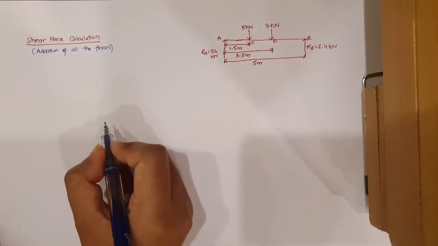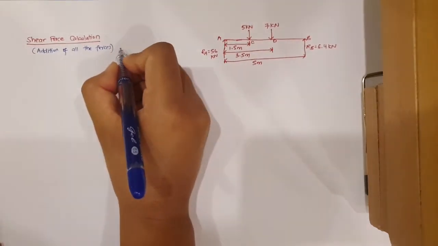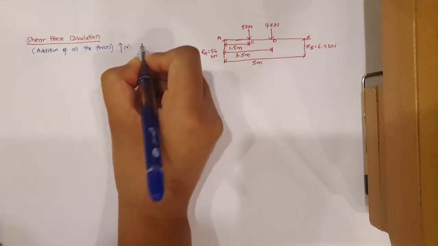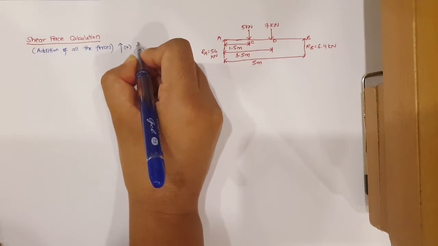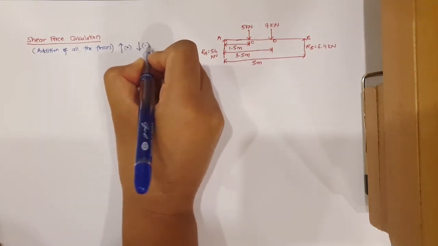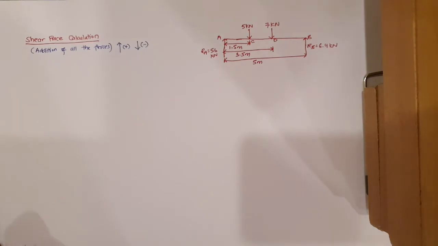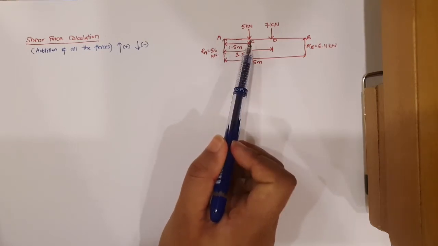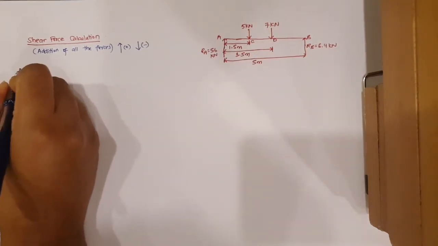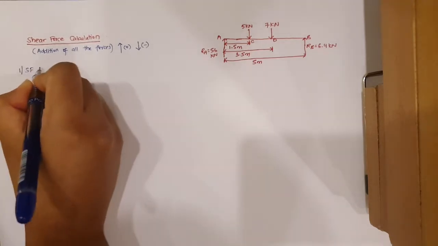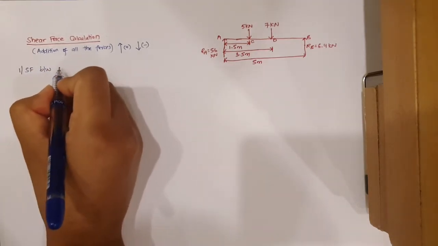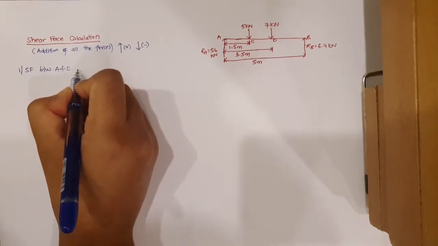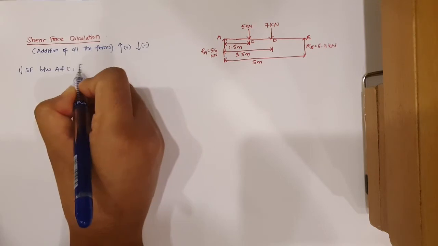Okay, अब इस पे भी the forces that are running from bottom to top we will take it positive, and the forces that are coming from top to bottom we'll take it as negative. So this is the sign convention. Now let us first find shear force between A and C. So first we have shear force between A and C. तो इसके लिए let us take force.